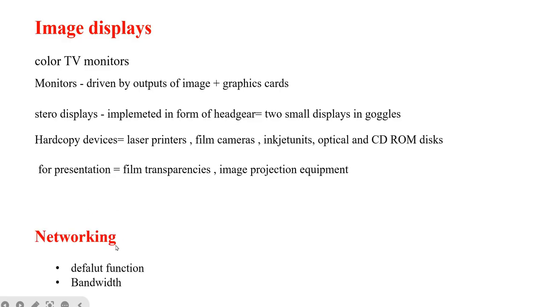Then comes the networking. Networking is a default function in any computer system which is used today, and because of the large amount of data which is present in image processing applications, the key consideration in image transmission is the bandwidth. So this was about the components of the image processing system.